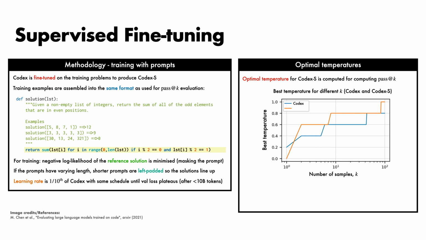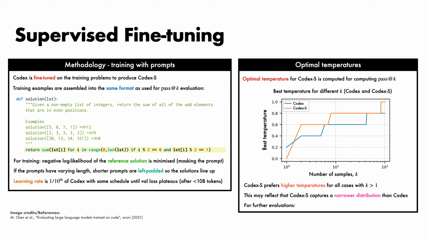In blue, we show results for the original Codex model, and in orange, we show results for Codex-S. We can see that Codex-S appears to prefer slightly higher temperatures for all scenarios with k greater than 1. The Codex authors suggest that this may reflect the fact that Codex-S captures a narrower distribution than Codex as a result of its fine-tuning. On the basis of these results, the remaining experiments use a temperature of 0 for computing pass@1 with Codex-S and a temperature of 1 for computing pass@100.